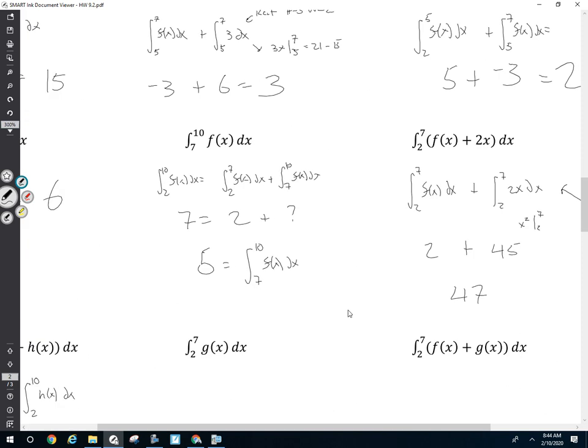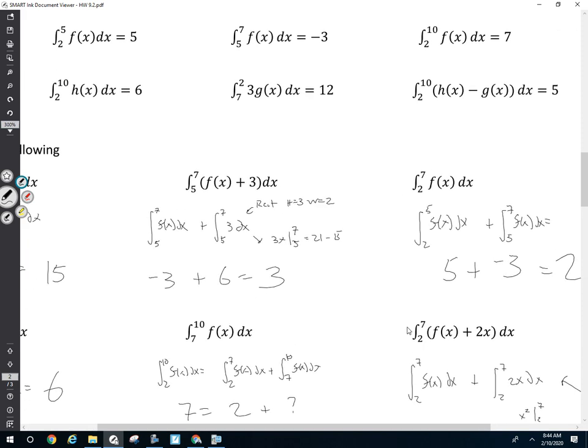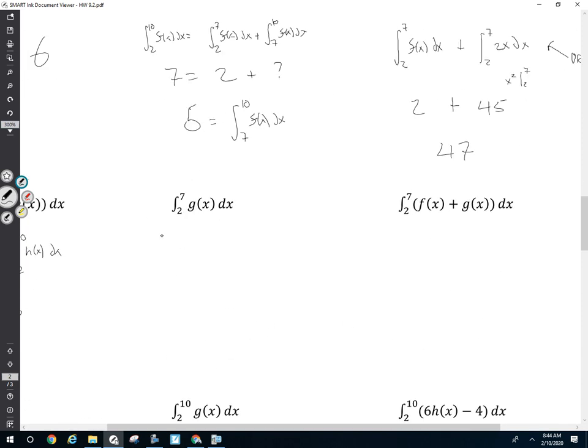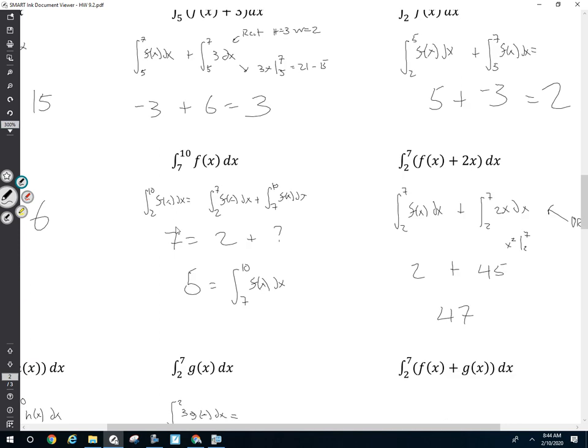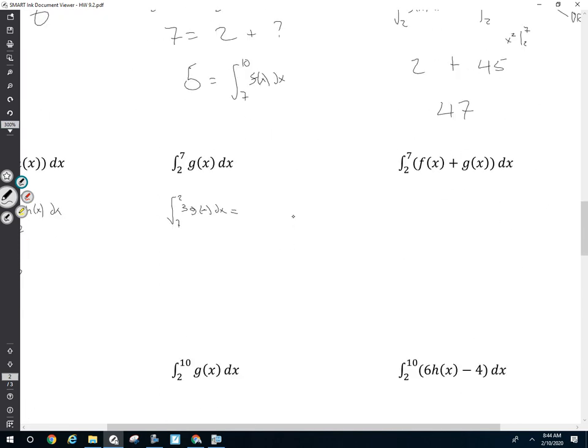Integral from 2 to 7 of g. Okay, so going off of the information I know, 7 to 2 of 3g is 12. So after pulling out the 3 and dividing, 7 to 2 of g is going to be equal to 4, which means 2 to 7 of g must equal negative 4.